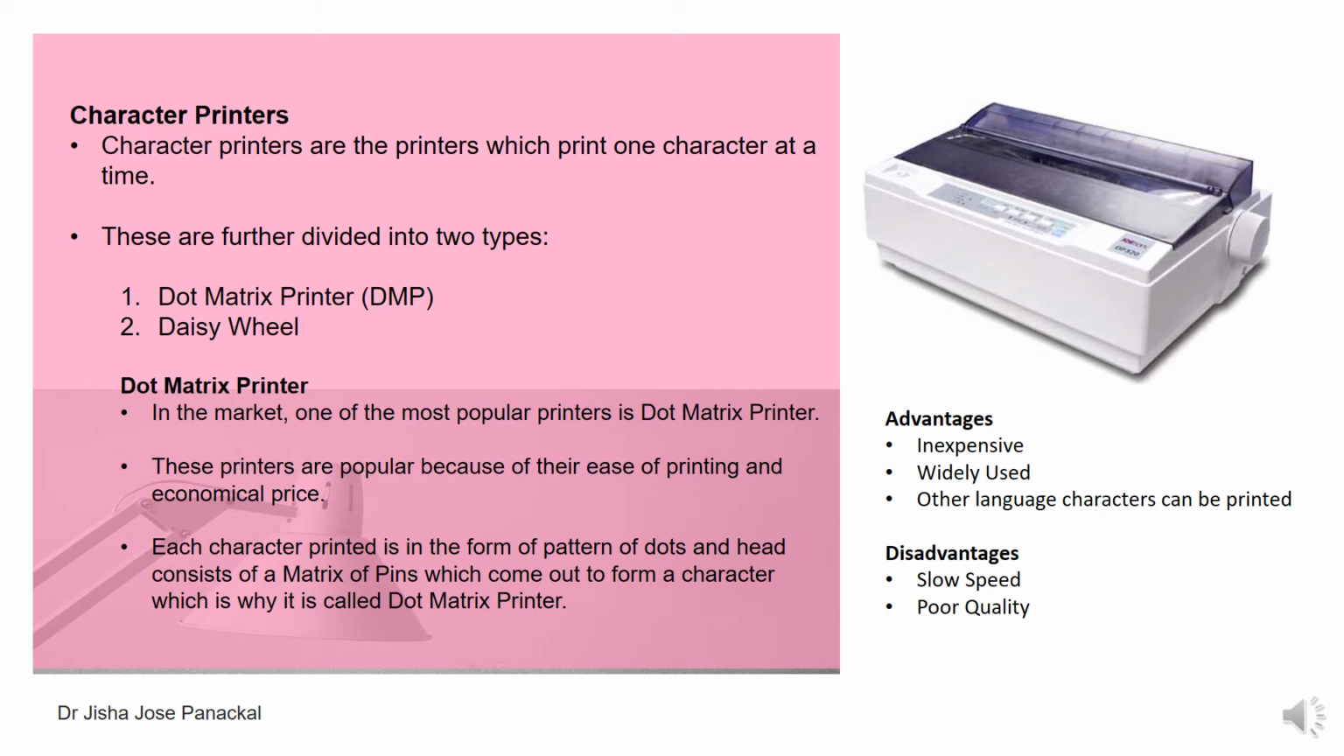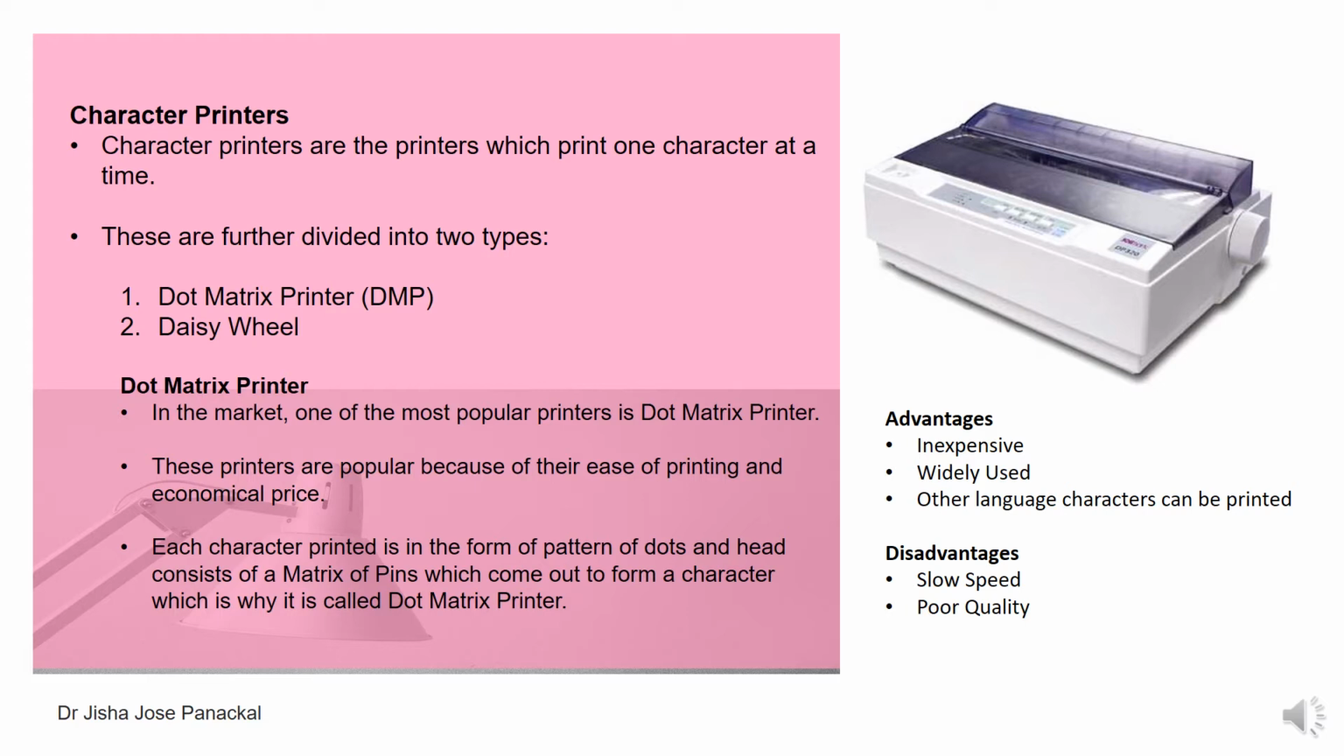The character printers are the printers which print one character at a time. That's why it is called character printers. These are further divided into two types, that are dot matrix printer and daisy wheel printer. Dot matrix printers are usually what we can see on the market. It is one of the most popular printers in the market, and this can be abbreviated as DMP. These printers are popular because of their ease of printing and economical price.